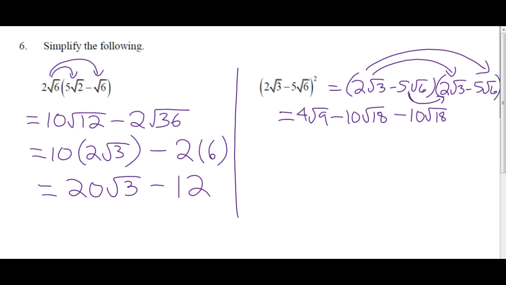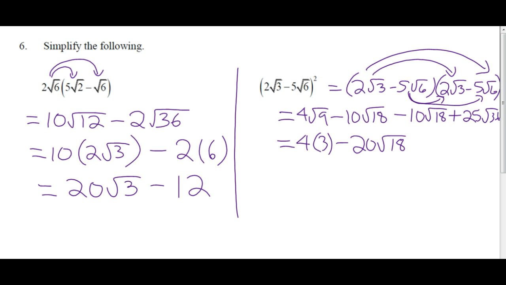And then what do we get? Plus, okay, minus times a minus. 25 root 36. Okay, root 9 is 3. Minus 10 root 18 minus another 10 root 18s is how many root 18s? Minus 20, right?